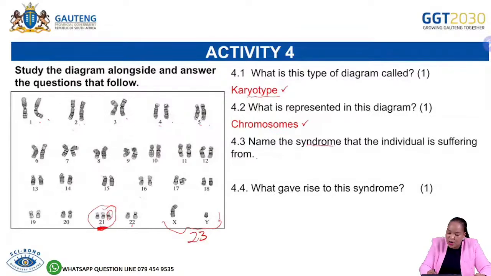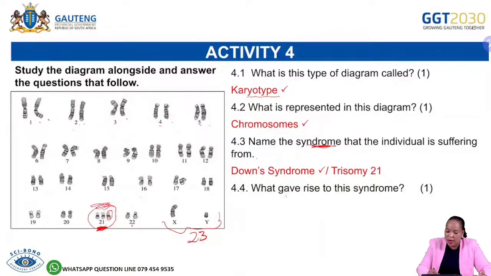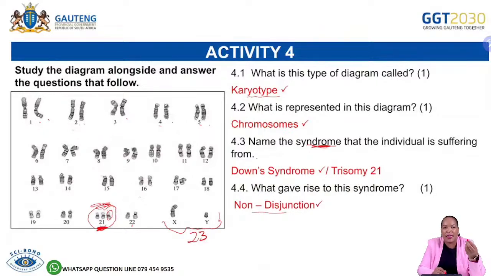So what syndrome is going to result in this diagram? It is Down syndrome, or trisomy 21. That is when there's an extra copy of the chromosome at chromosome number 21. What gave rise to this syndrome? For it to have an extra copy, what might have happened before? Non-disjunction. So there was a failure of chromosomes to separate somewhere during anaphase 1 or anaphase 2. So please make sure that you are able to answer that.